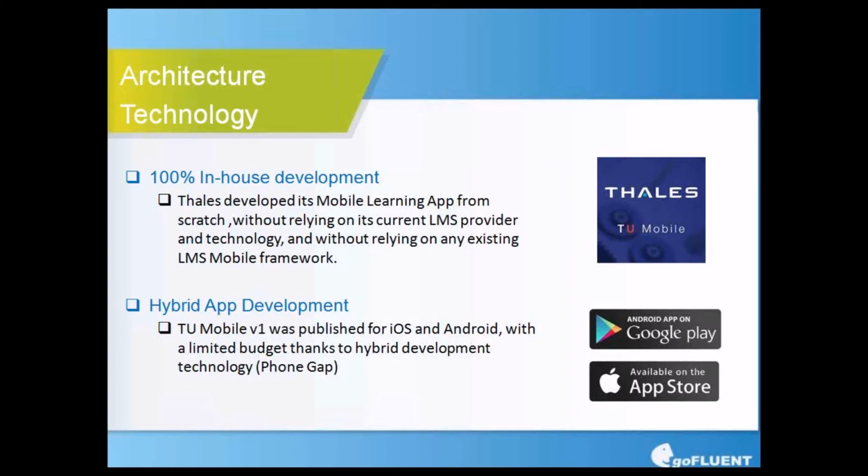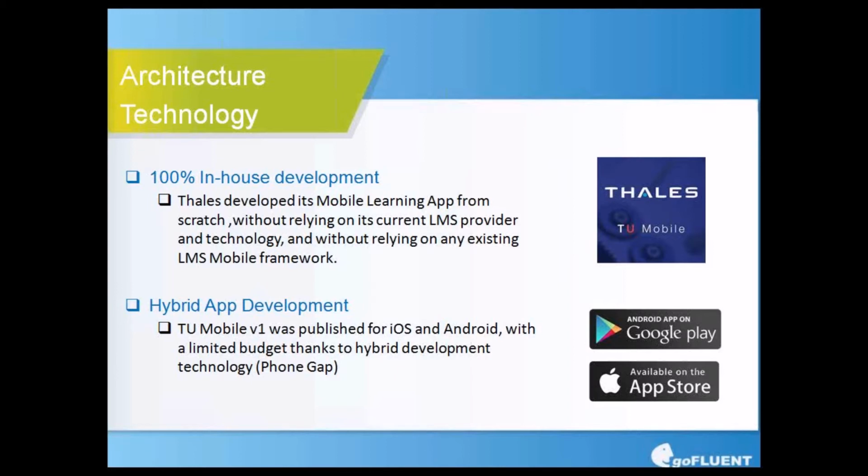To start off their mobile learning development, Thales decided to use a hybrid development technology called PhoneGap. PhoneGap happens to be the same framework goFLUENT is using for its own mobile solutions. This kind of technology with standardized web API is quite powerful in terms of integration with existing IT systems. And because it is a hybrid technology, it allows you to develop for both iOS and Android, and this with a single development team and effort.